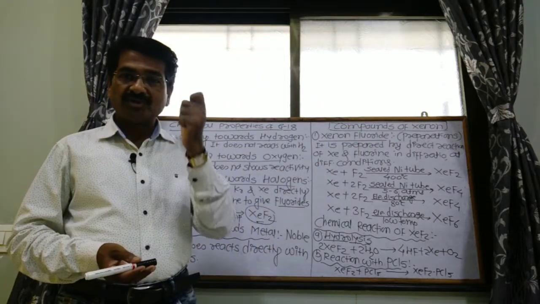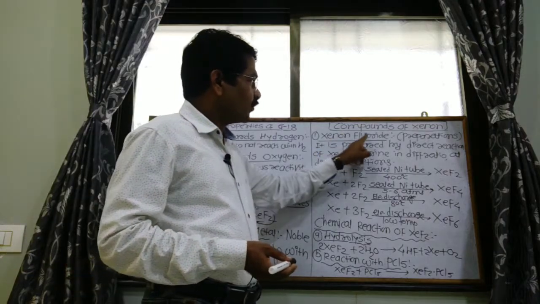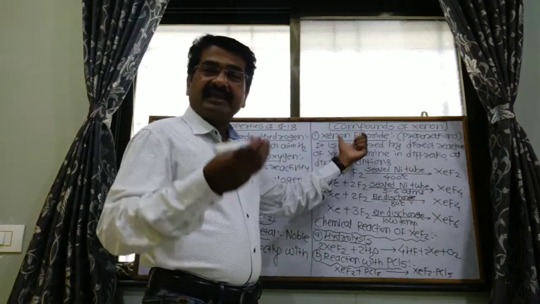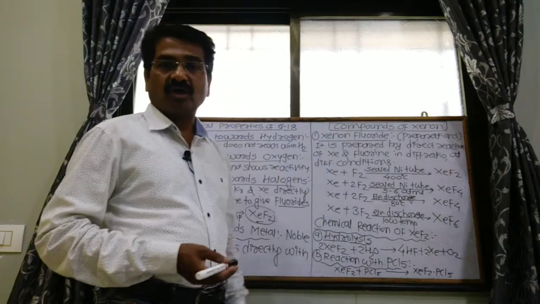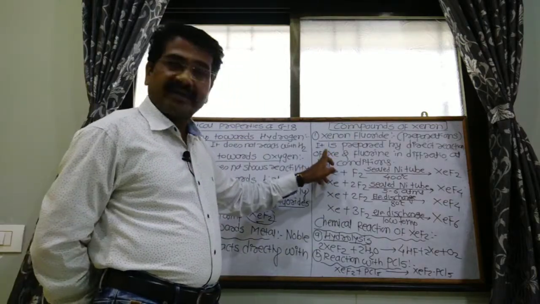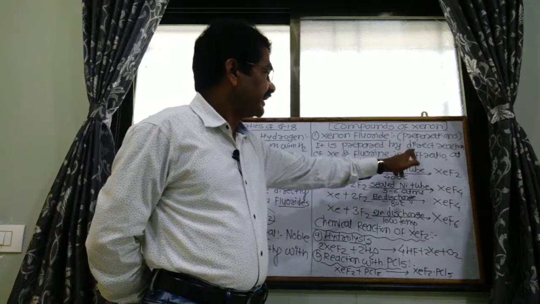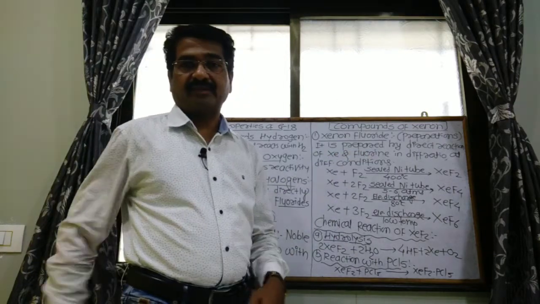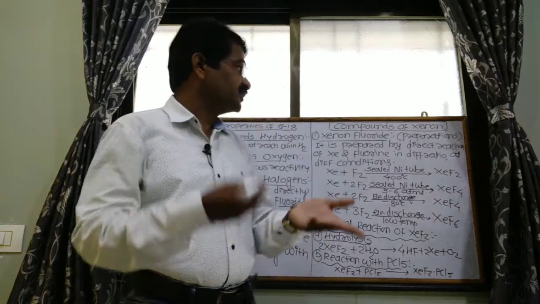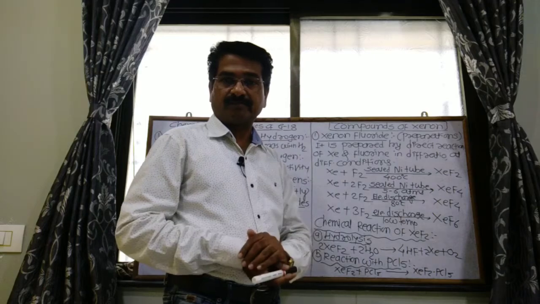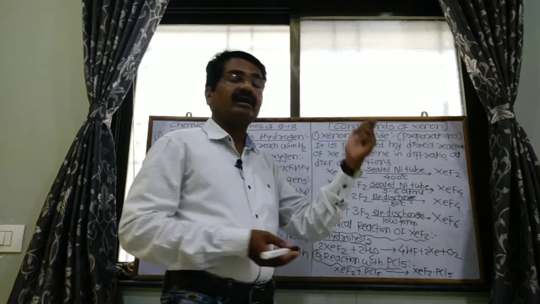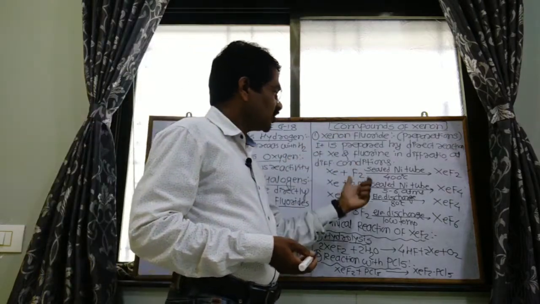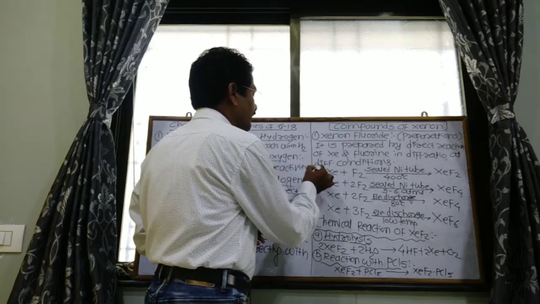Then see the compounds of xenon. How are the compounds of xenon formed? The first compound is xenon fluoride. How to prepare that xenon fluoride? See the preparation method of xenon fluoride. Xenon fluoride is prepared by direct reaction of xenon and fluorine. When xenon and fluorine directly react with each other in different ratios at different conditions, then it forms the xenon fluorides.